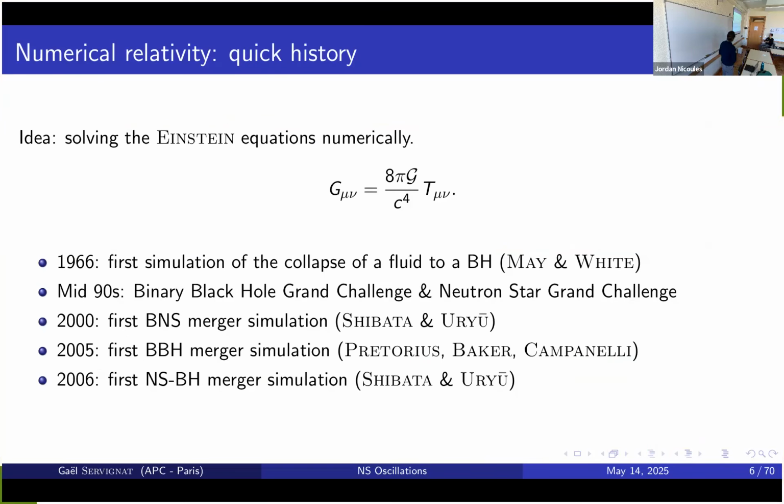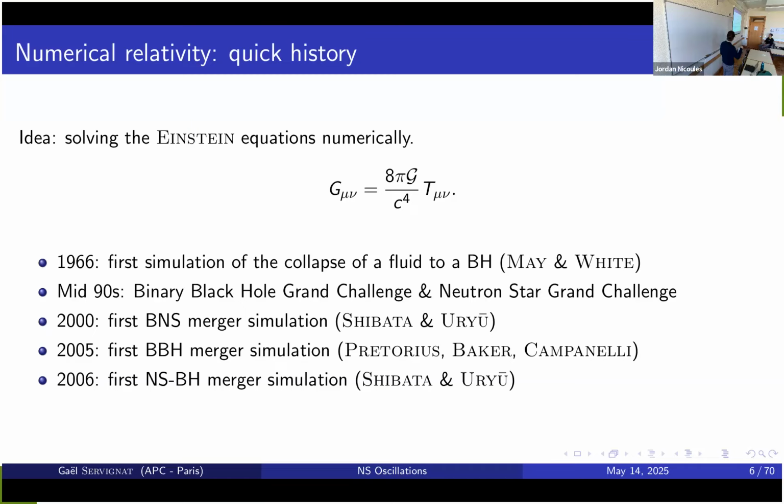Right. So I'm going to talk about numerical relativity in this talk, and the reason why is because we want to do numerical simulations of these binaries, because the Einstein equations that describe gravity cannot be solved analytically in realistic configurations, so we resort to the computer. And the idea of numerical relativity is to do this numerically.